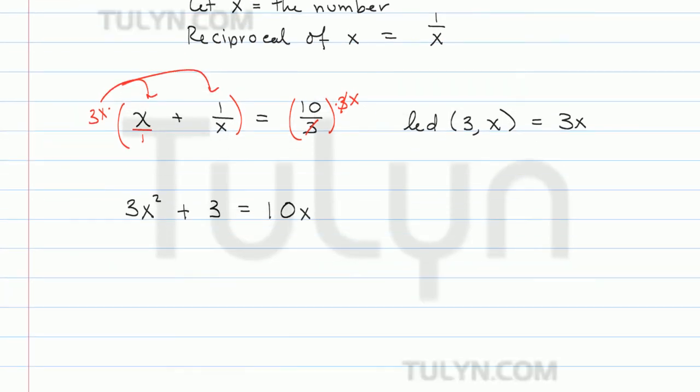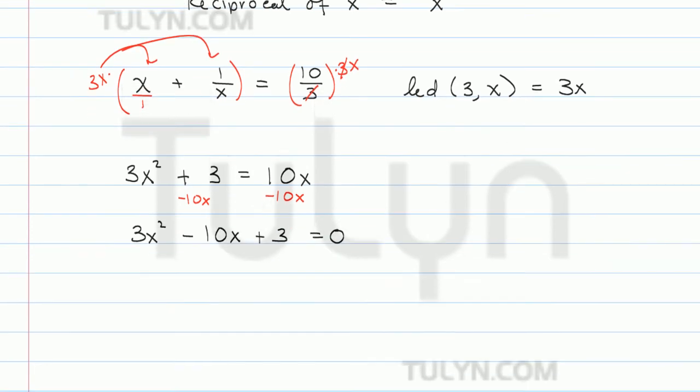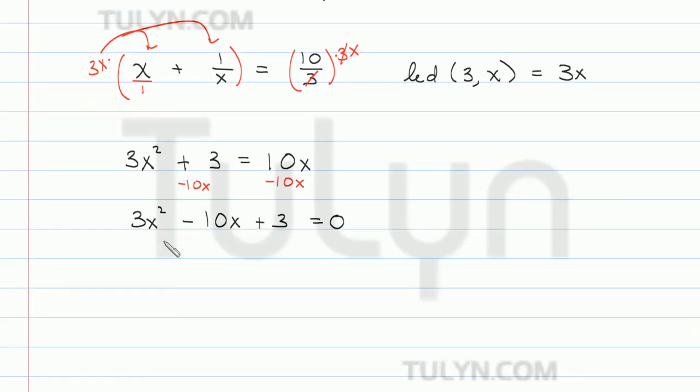So now since we want to solve for x, we want to move that 10x over to the left side, so we get 3x squared minus 10x plus 3 is equal to 0. Now this is a quadratic equation with leading coefficient other than 1. So we can use the quadratic formula, or we can try to factor it.